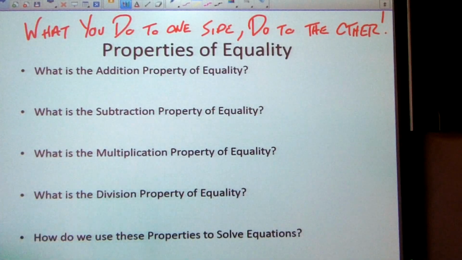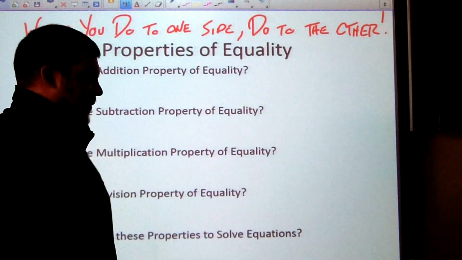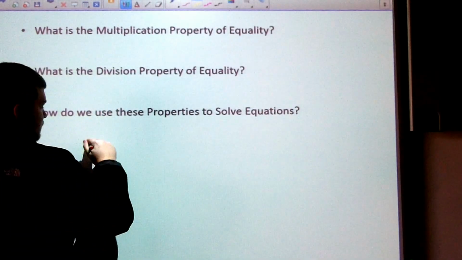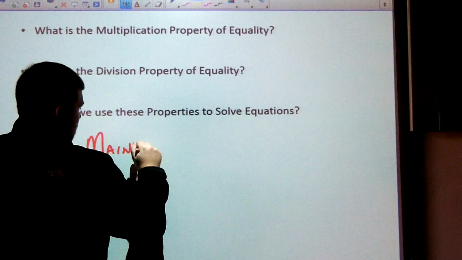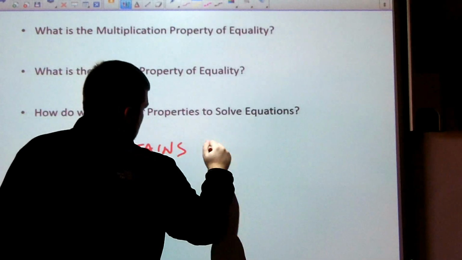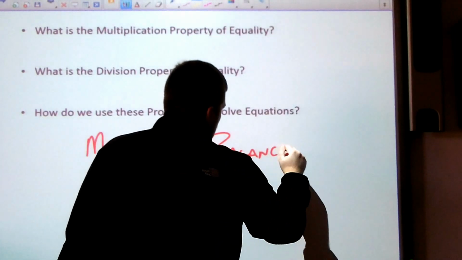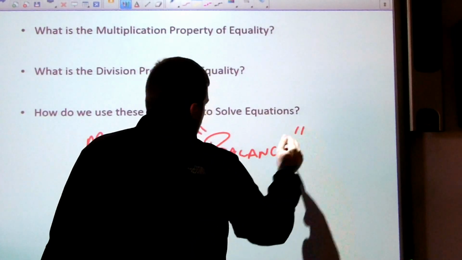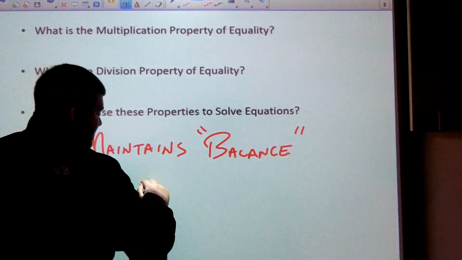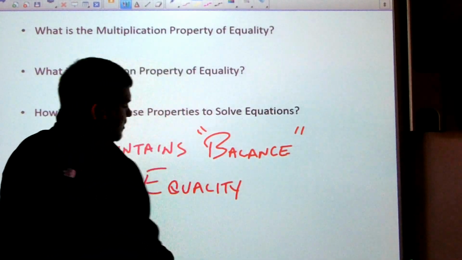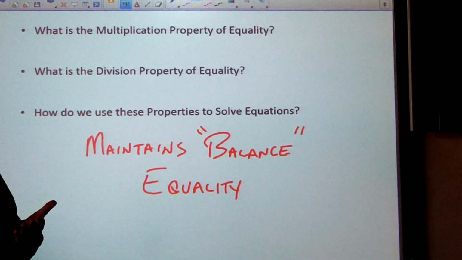So, how do these properties help us solve equations? Well, it maintains the balance. And we're going to call that maintains balance or maintains equality, to use the math word, okay? Equality just means balance. Okay?